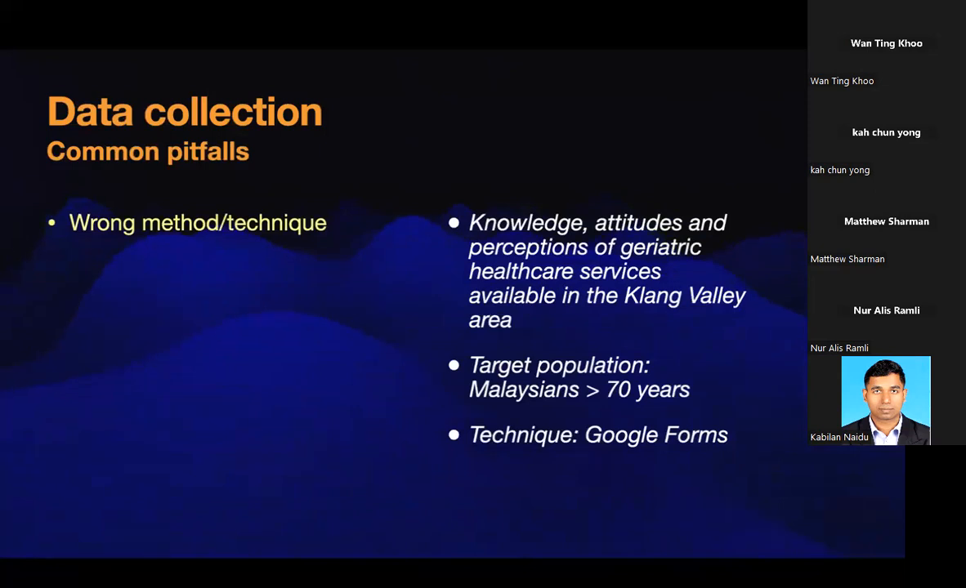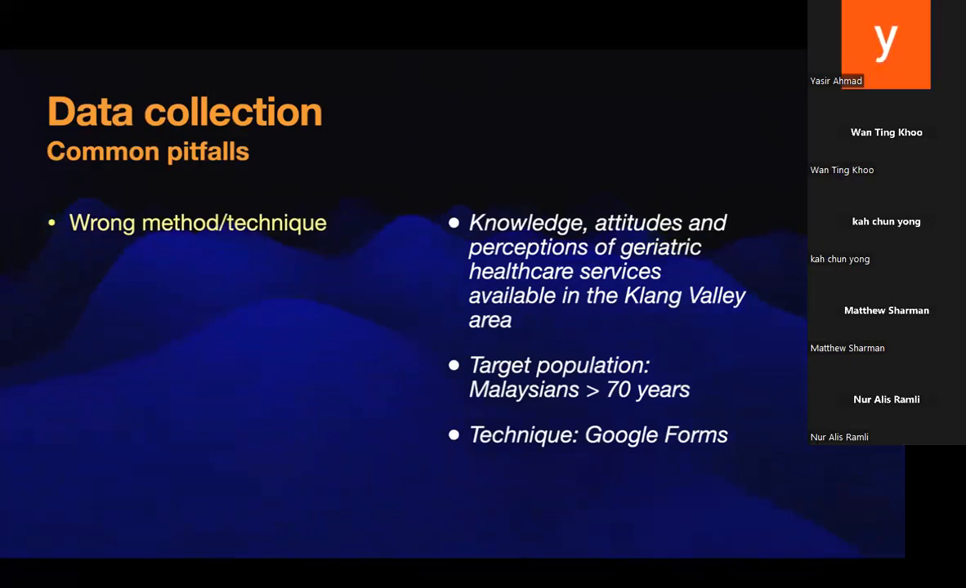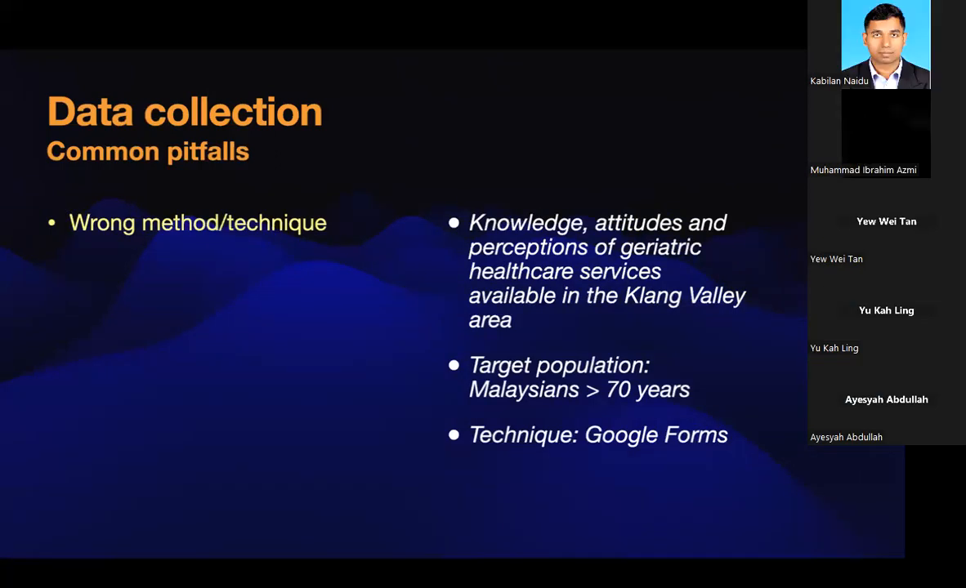Internet. Exactly. They don't know how to use Google Forms. Maybe they don't have internet, maybe they do, but it's on their smartphone and they can't see because they don't have the right glasses, right? So straight away, you're not going to get the information that you want, right?